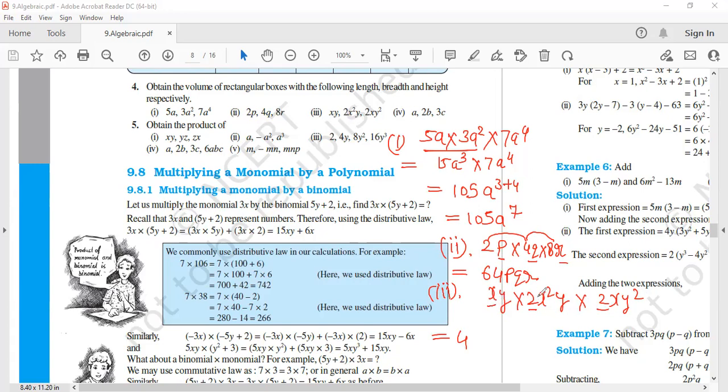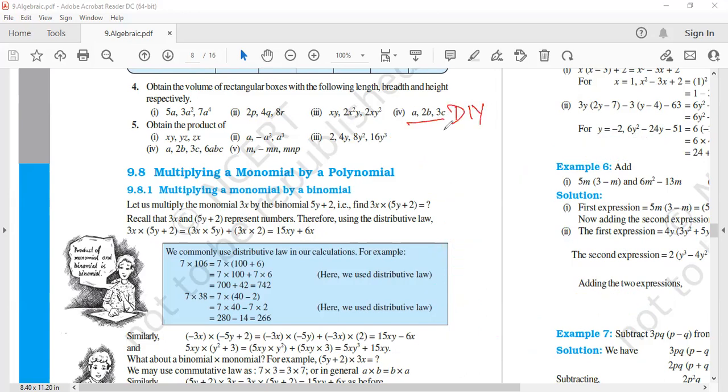Now look at it, firstly you will focus on numbers only. So 2 twos are 4, and x how many times? x power 2, power 1, and power 1. It will make x raised to power 4, and y raised to power 4, because 1 plus 2 plus 1 is 4. You will use the law of exponents, which everyone knows, that a raised to power m into a raised to power n is equal to a raised to power m plus n. So use this concept. So first, second, third are okay. Fourth one, do it yourself. This is your DIY.